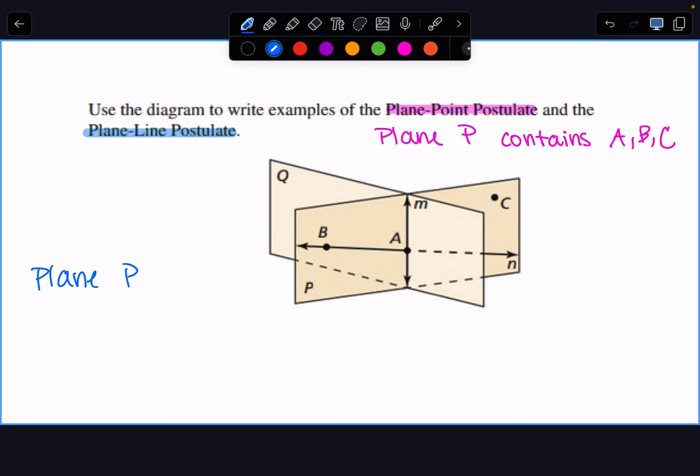So, plane P. Since A and B are in plane P, then we can say that plane P contains line N. Do you see how it's named with this cute little N right here?